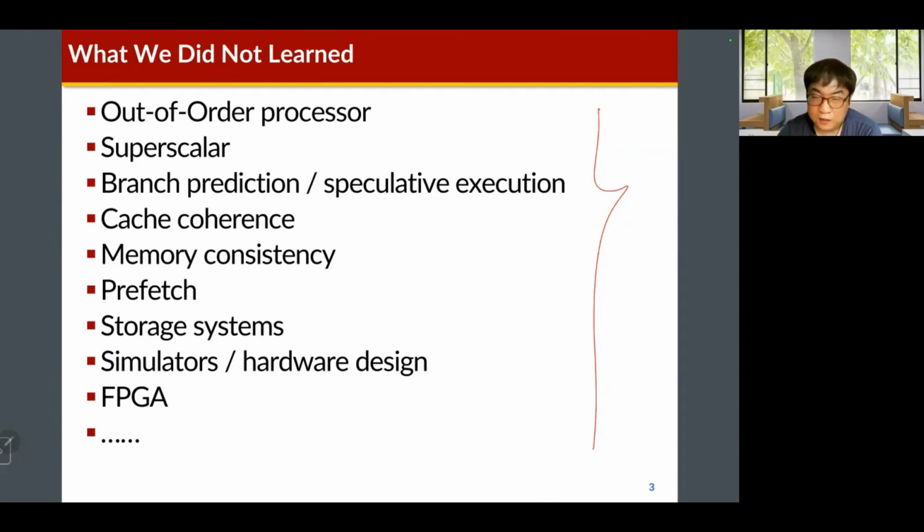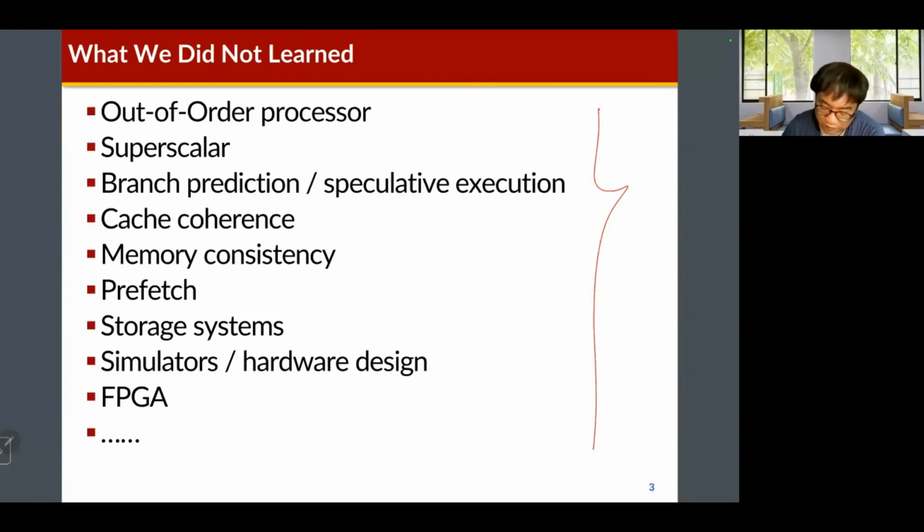So actually, this out-of-order processing is critical for improving performance. Okay, but this architecture is a little bit complex compared to the very simple 5-stage pipeline architecture. So this architecture was not covered in this course.